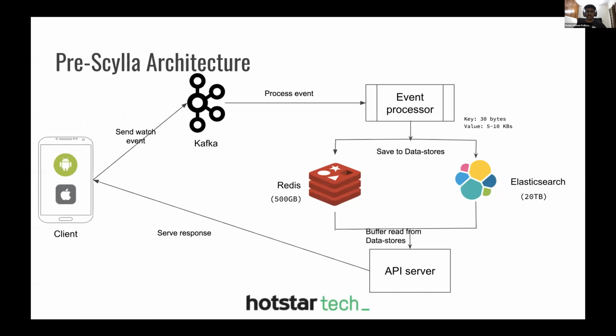Before we go into the Scylla architecture, we used a couple of DBs before we moved to Scylla. One is Redis and the other Elasticsearch, and this is how our architecture looked. This is our client, where the user watches their movie or show or anything, and this sends a Kafka event, which acts as our streaming platform for all the events. We have a processor which reads from Kafka and then saves the data to Redis and Elasticsearch. Once the data has been saved, our API servers read from these two DBs and render it back to the client, and that's shown whenever the user is supposed to play the movie or show, or sees on the homepage where he wants to start.